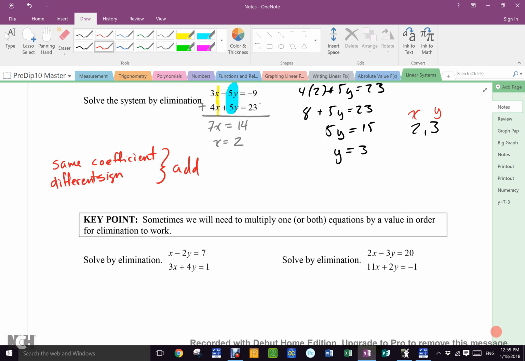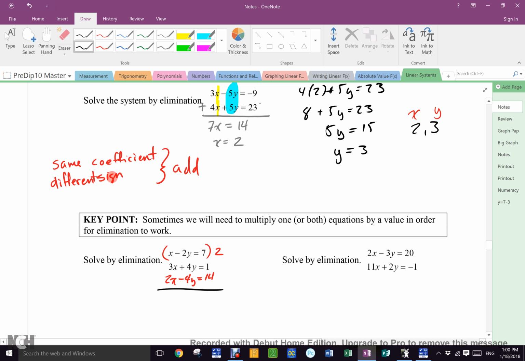What's wrong with question 3? They're not the same. I got none of them that are the same. No. But what am I allowed to do to change how something looks? I can multiply. What would happen if I were to multiply this equation by 2? What would I get? We have to multiply all of it by 2. So 2x minus 4y equals 14. What do you see? Oh my god, it cancels out.